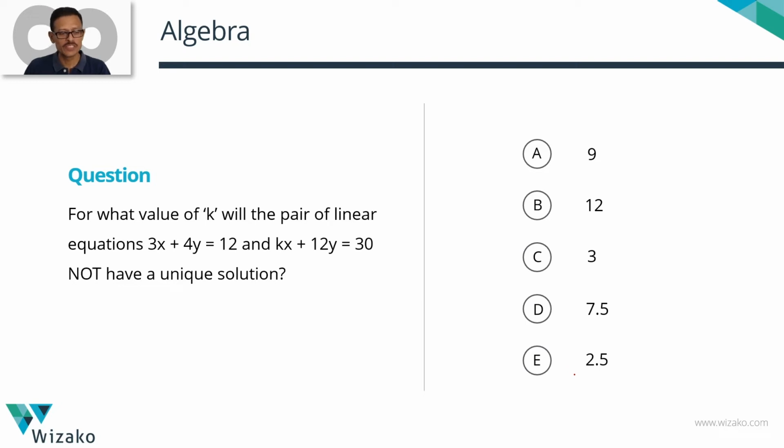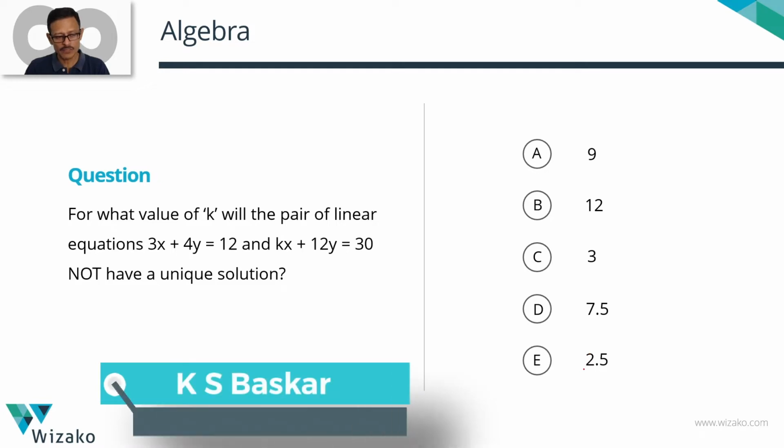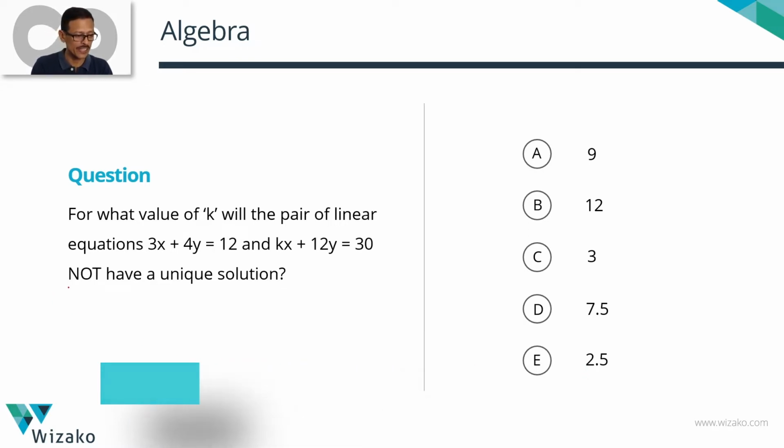In this video, with this question, let's build a conceptual framework for understanding the different types of solutions a system of linear equations in two variables will have. Let's get started. For what value of k will the pair of linear equations 3x plus 4y equals 12 and kx plus 12y equals 30 not have a unique solution?